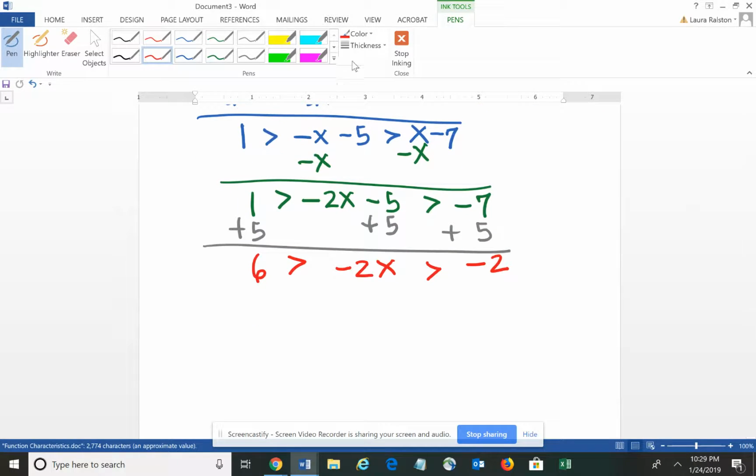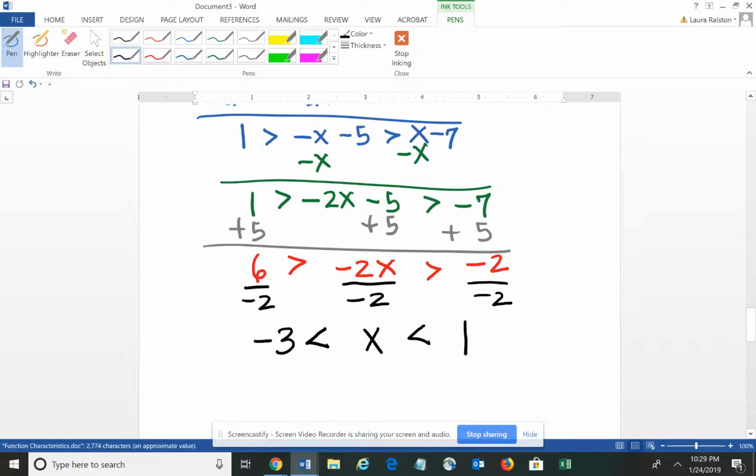All right, so then we need to come back and we've got to divide by negative 2 all the way across. Okay, now be careful because here we're dividing by negative 2, so we are going to invert. So 6 divided by negative 2 is negative 3. Flip the inequality. Negative 2 divided by negative 2 is 1. Flip the inequality. So we end up with an answer that says we can have any value between negative 3 and positive 1.